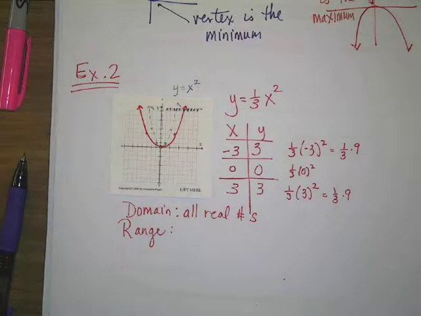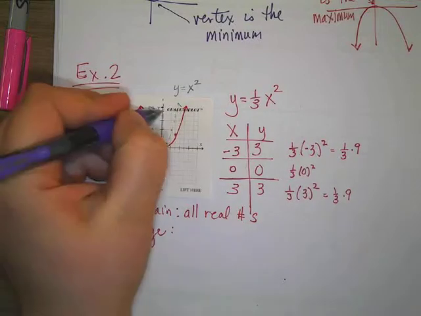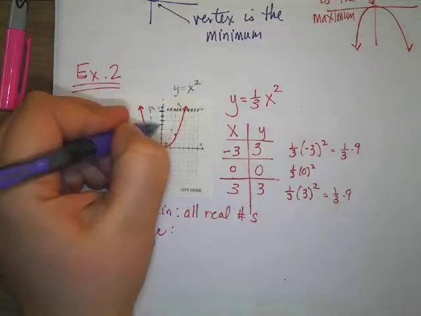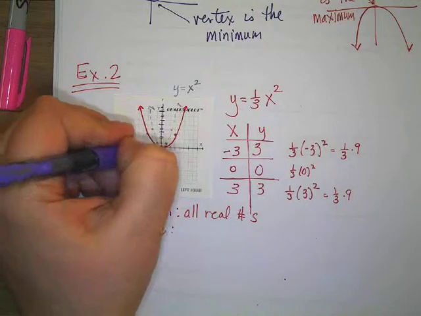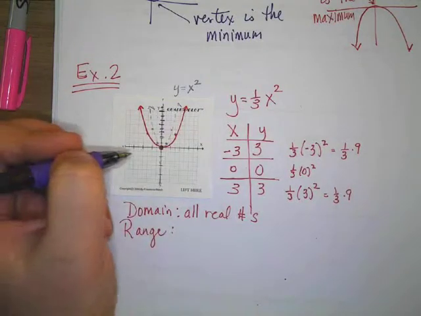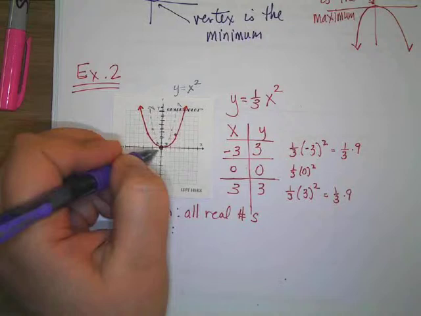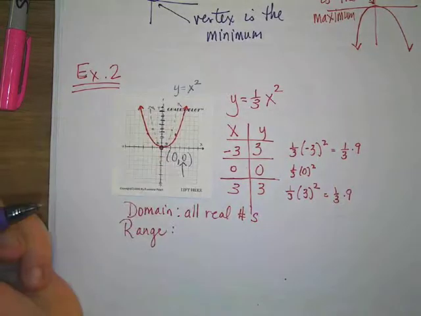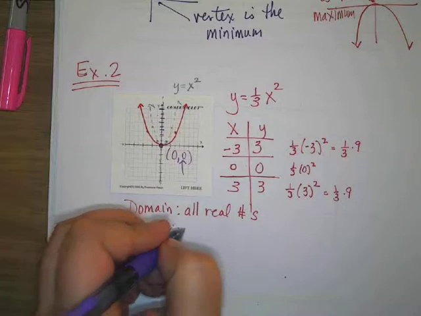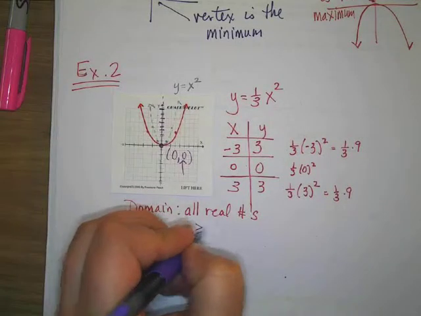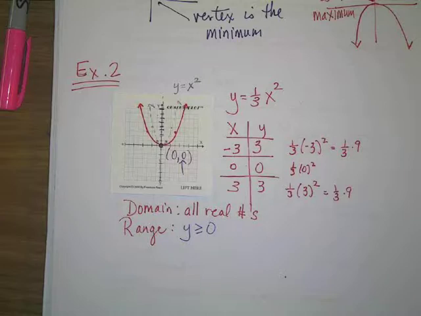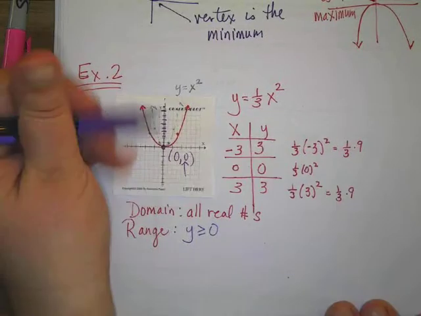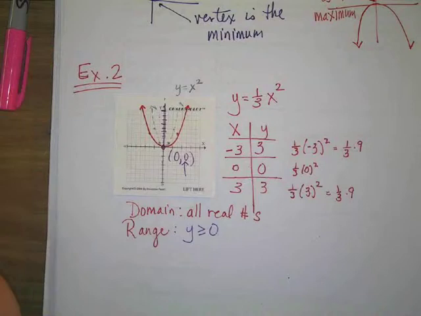Now the range has to do with the y values. So that's these values right here. So there is, and our vertex is a small point, so there is a smallest y value we're going to get. What's the smallest y value we're going to get? At the vertex, and so the y value is 0. So our range is going to be y's greater than or equal to 0. So the range is the inside of the thing? Yeah, it's all the y values that fit inside that. That works. I like that.